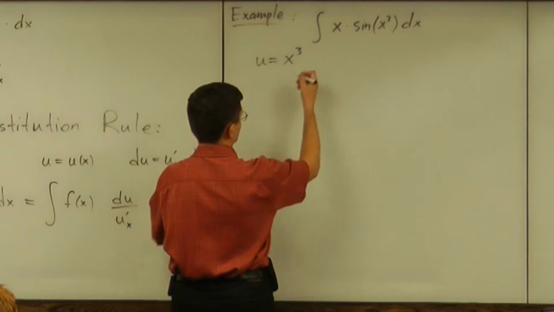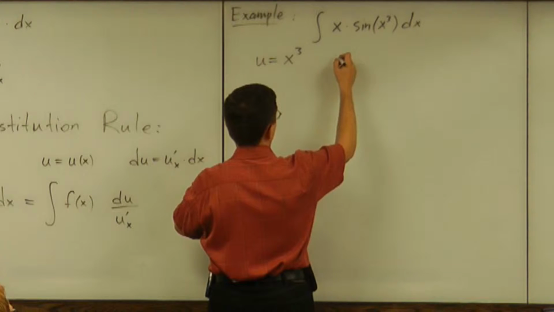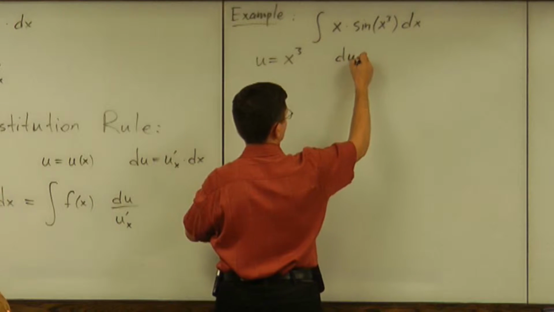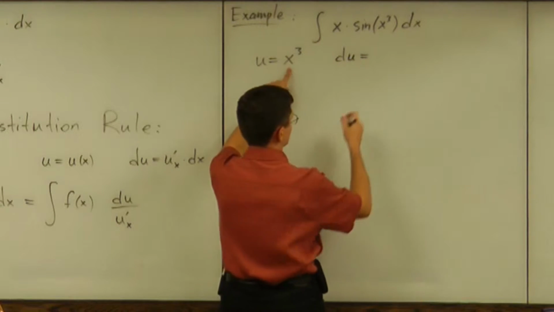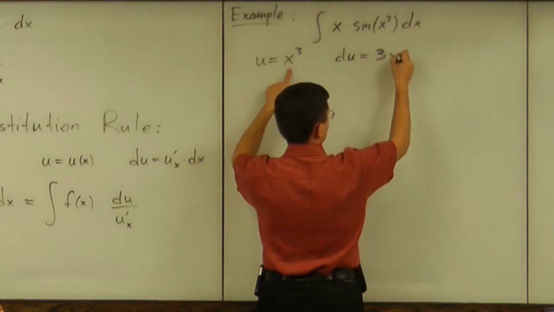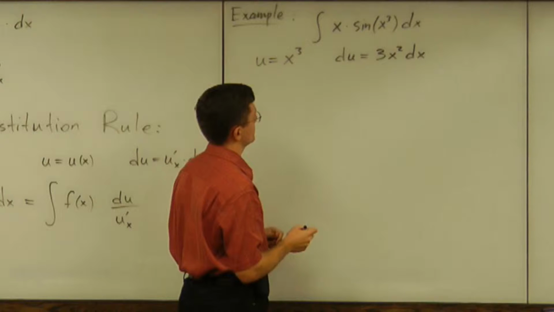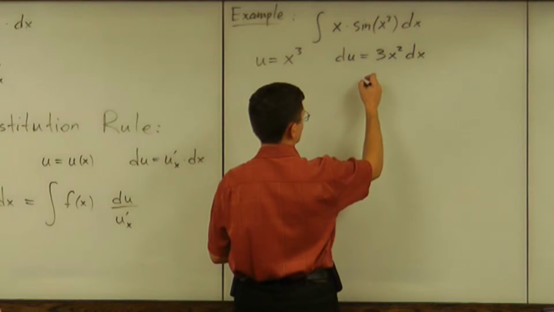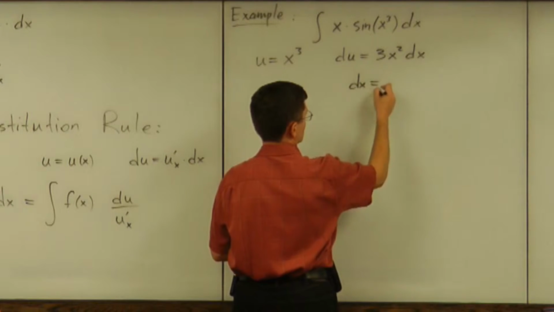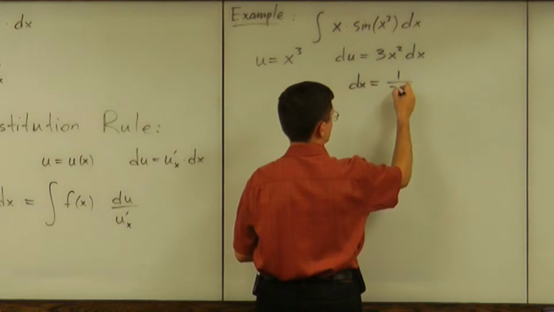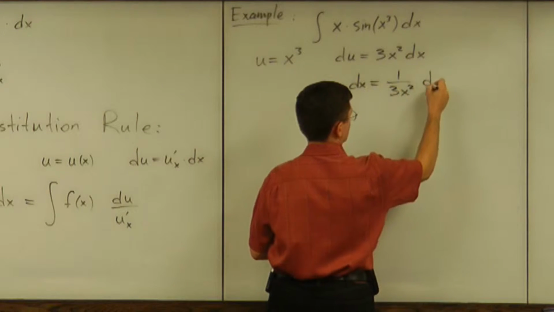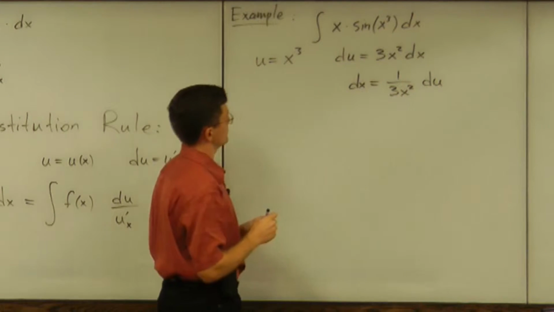So I introduce this new variable u, and then I have to compute du. That's the derivative of x cubed, so 3x squared dx. So my dx becomes 1 over 3x squared du.